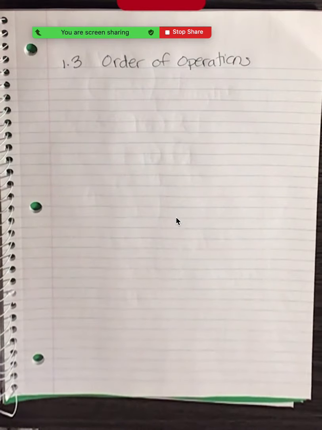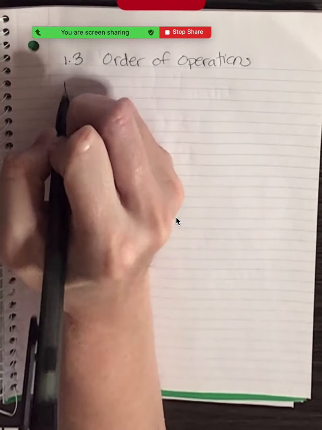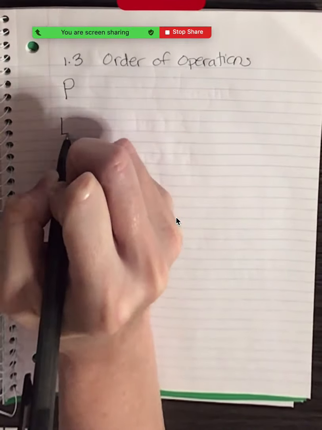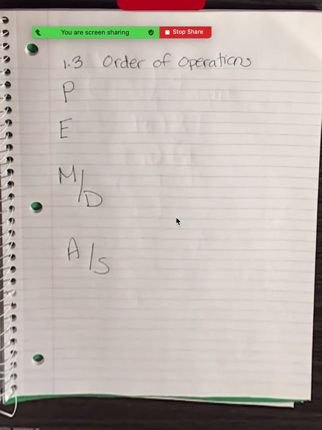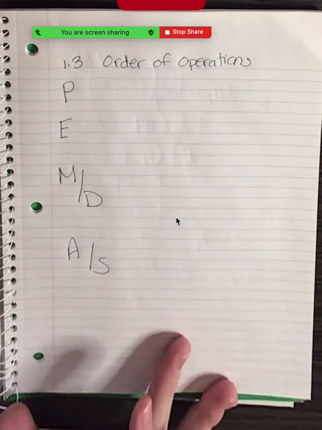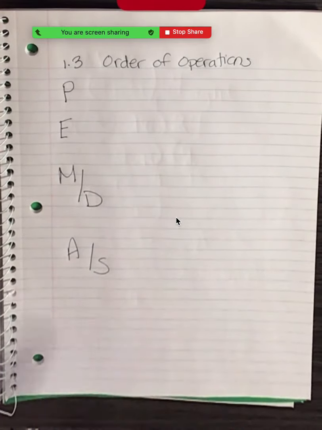There's a set of rules, right? Which steps come first, then what comes next, and so on. Otherwise, we're all doing the operations and finding our value in whatever order we want. So the order of operations is parentheses, exponents, multiplication and division, addition and subtraction. And it goes in this order, okay?